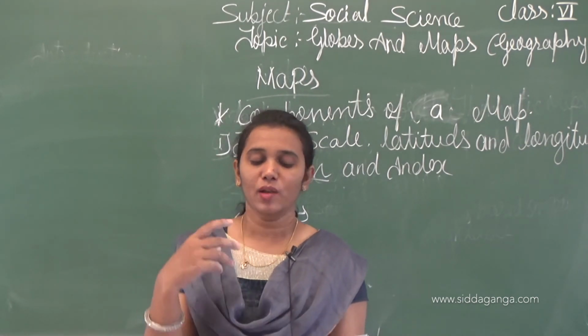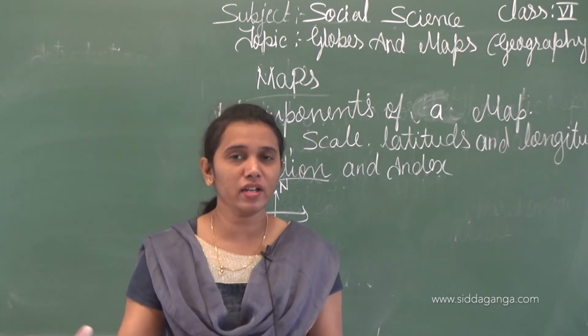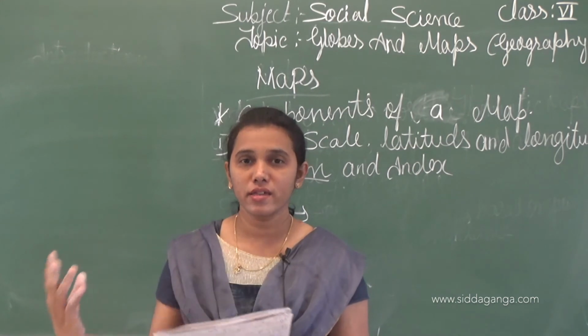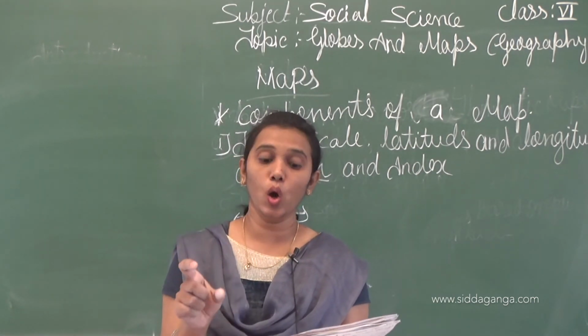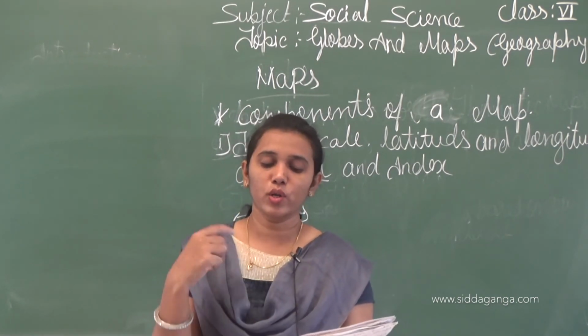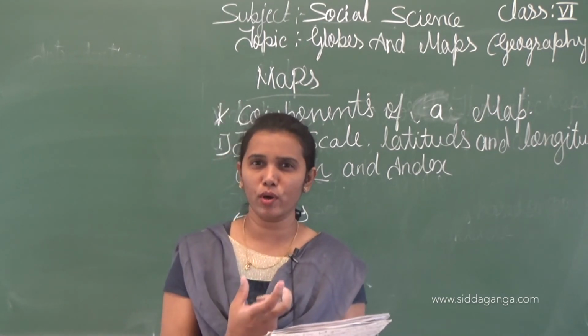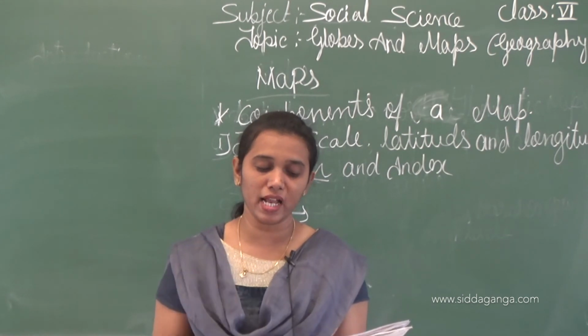For example, blue color will locate the water bodies. Blue color means what? It means water bodies, oceans, rivers, sea, understood, children? Green will represent the lowlands. Dark brown color is used to locate the hills and mountains. When we see the dark brown, it is mountains. They are mountains, hills.